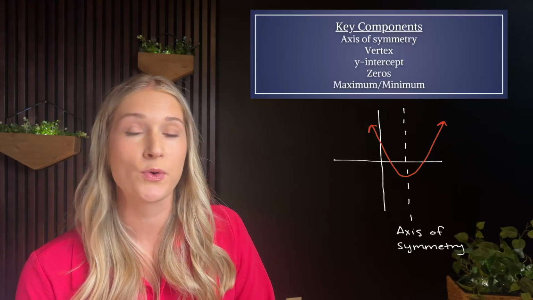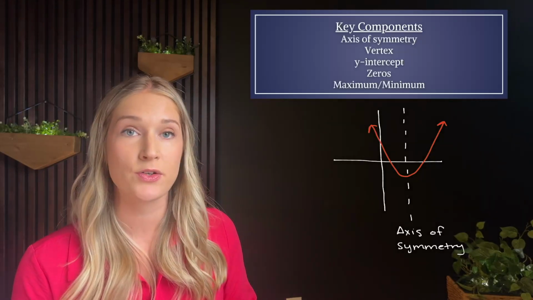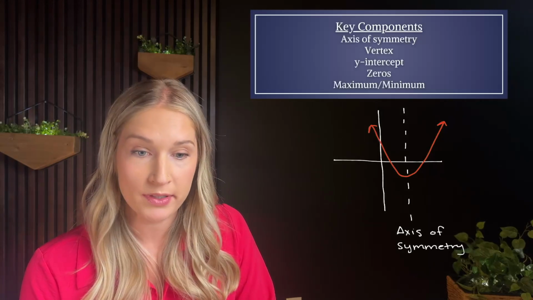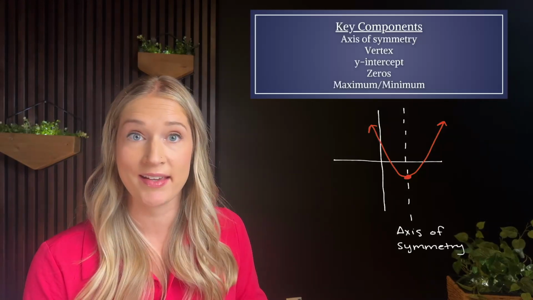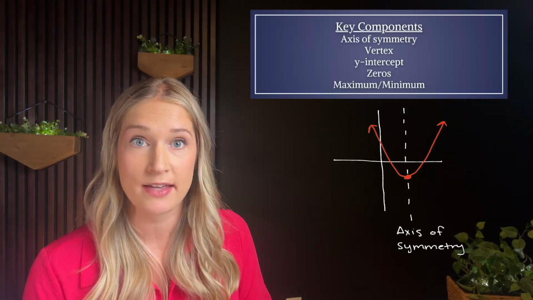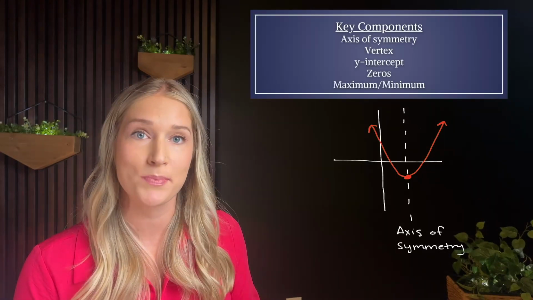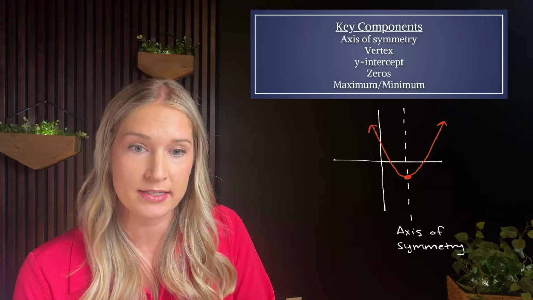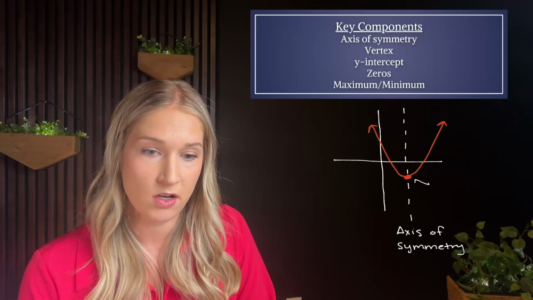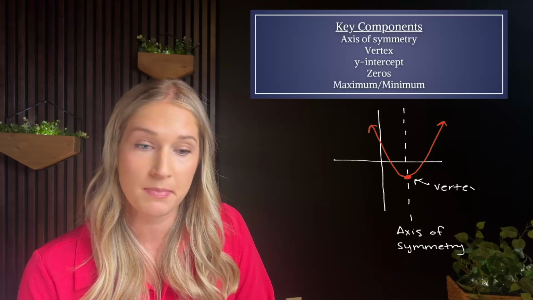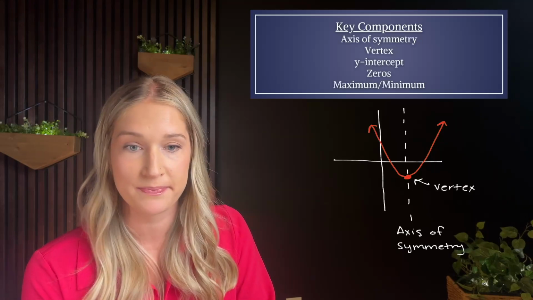Now, in order for it to be the axis of symmetry, it has to go through the exact middle of your graph. More importantly, the point in the exact middle of your graph is either going to be the very low point like it is here, or maybe your graph is flipped over and it's actually the very top point. But that point is called our vertex. So your axis of symmetry must pass through that vertex.